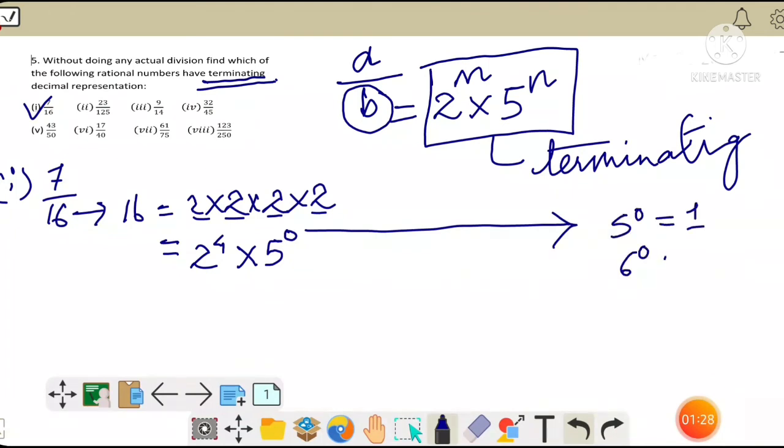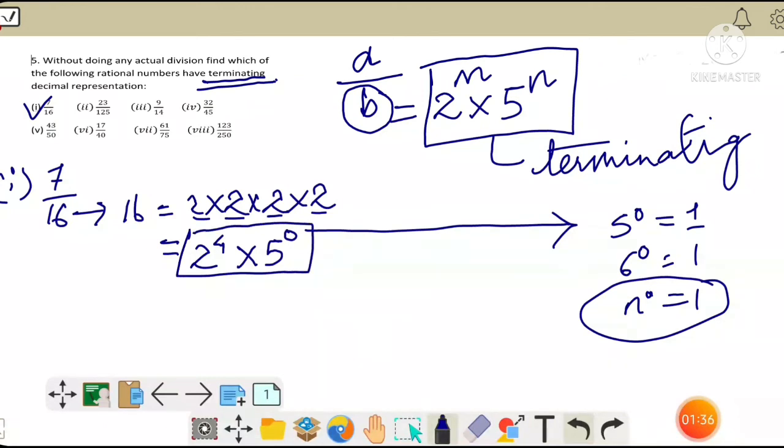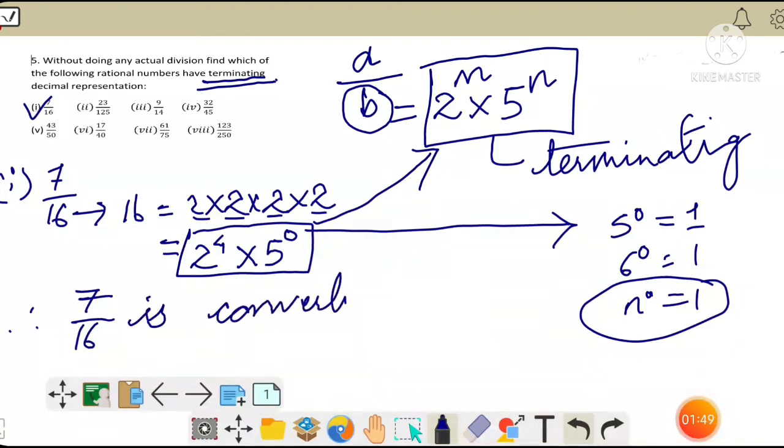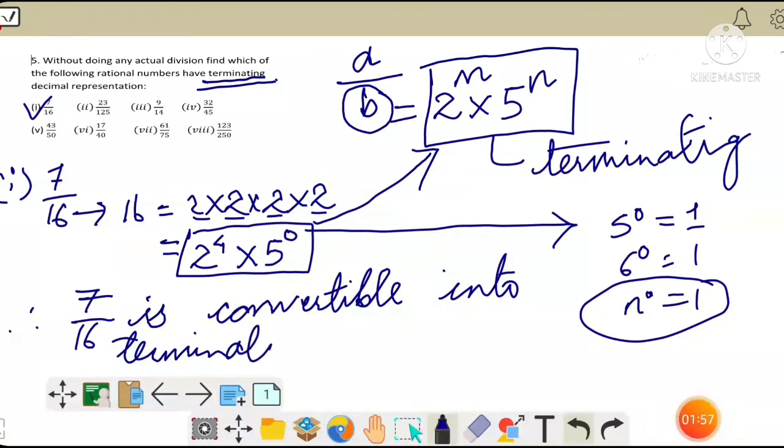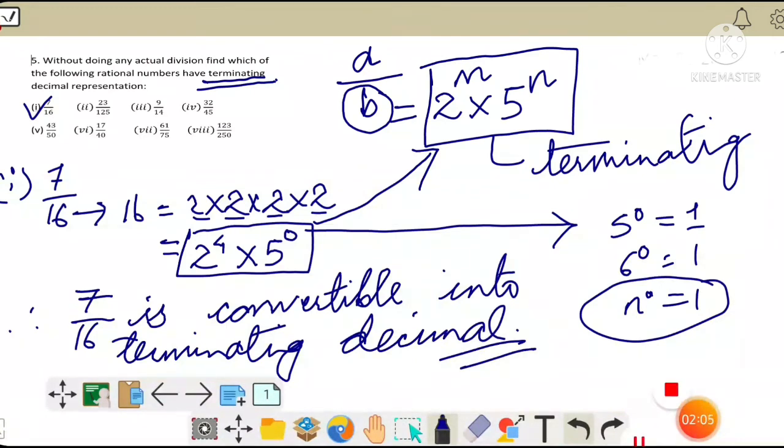Because anything to the power 0 is 1, like 6 to the power 0 is 1. So if we multiply by 5 to the power 0, the value will be 2 to the power 4 only, and it can be represented in the form 2 to the power m and 5 to the power n. That is, 7 by 16 has a terminating decimal, or it is convertible into a terminating decimal, because in the denominator, the number is in the form 2 to the power m into 5 to the power n. So by the same method, we can solve the other questions also.